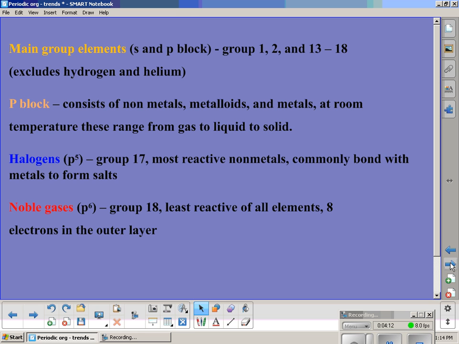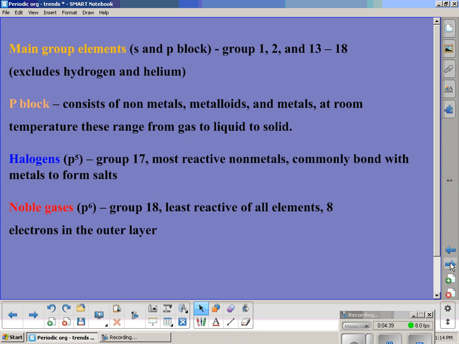Okay, halogens, which are in the P block, that's group 17 elements. Up at the top, the very first one is fluorine. And these are very reactive, and they commonly bond with metals to form salts. So it's pretty common to see one of these bond with something clear across the table. So sodium chloride is a great example, table salt.